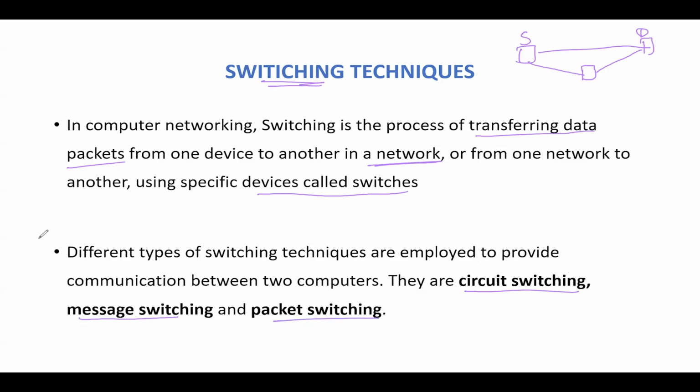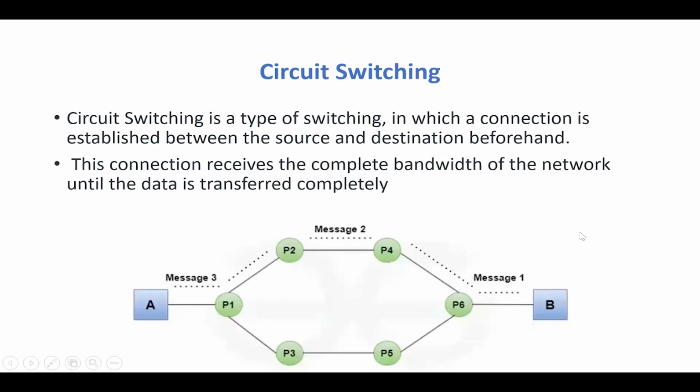Let us quickly go through the meaning of each one of them. The very first one, circuit switching, is a type of switching in which a connection is established between the source and destination beforehand. This is a very old style of switching technique, where if you want to transfer data, for example, if this is a source and this is a destination and the message to be sent, you have to have a connection set up beforehand, and then only you can transfer the data. So this connection receives the complete bandwidth of the network until the data is transferred completely.